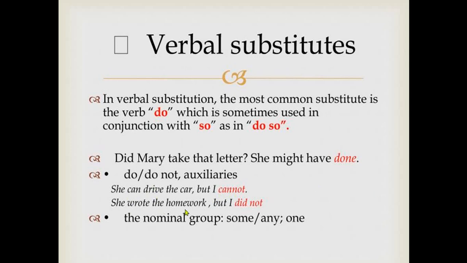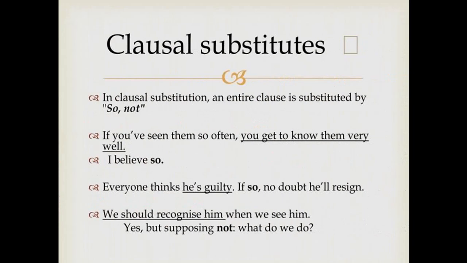She wrote the homework, but I didn't. So here, "I didn't" can be used in replacement of the verb "wrote." The nominal group: some, any, and one. Clausal substitution: in clausal substitution, an entire clause is substituted by "so" or "not," and it can just replace the whole sentence.